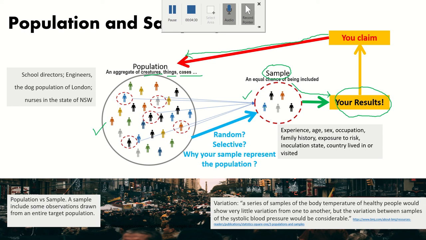Is it a random sampling method, or is it selective? There are so many thousands of people here on the street, but which ones are included? Based on your sampling, you're going to get different types of output. For example, if you have a small sample and your measure is the body temperature of healthy people, your sample result is going to be very close to another researcher's sample result.